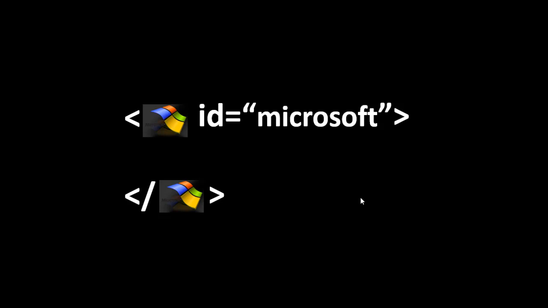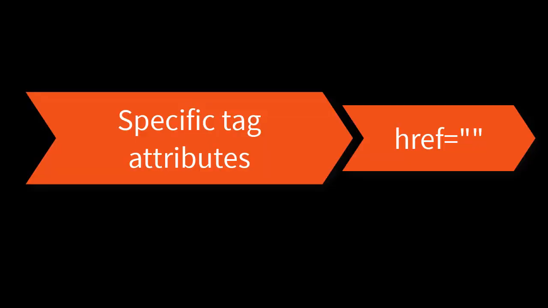Similarly, ID is a unique attribute of an element. That means it can only be used once on a page, and it can only be used once by a tag. So we cannot use an ID several times on a page. We can only use it once because it is unique. It is an identity of a particular element on the page.